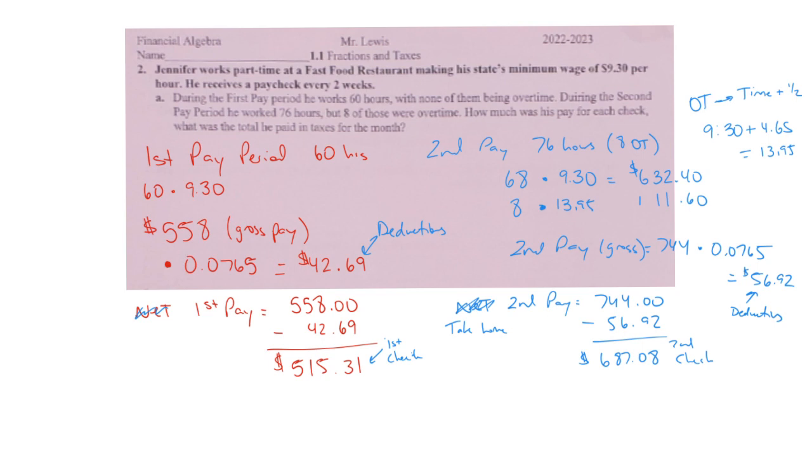What was this totally paying taxes for the month? Well, I'm going to have to take for the month taxes. I'm going to have to take $42.69 and add it to $56.92. So I'm going to have to do $42.69 plus $56.92. So in the month, he paid $99.61 in taxes. That's it.